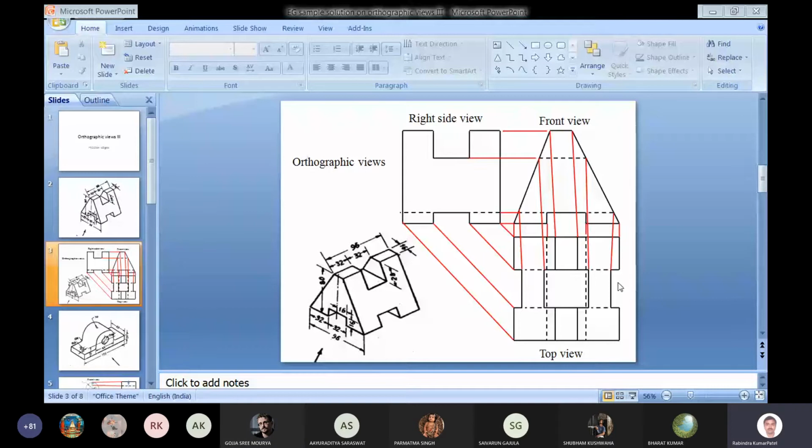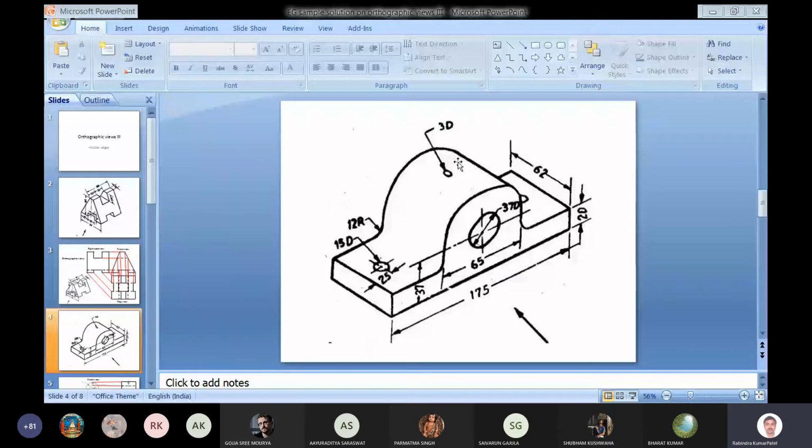Okay, sir. Okay. So there is another object which you can see. This object is not complicated to visualize, but it has such features which can be drawn into the different views. So here we are using the first angle projection method. In the previous case also we have used the first angle projection method. So in this object, what are the special features? There is a hole passing from this face to the back face.